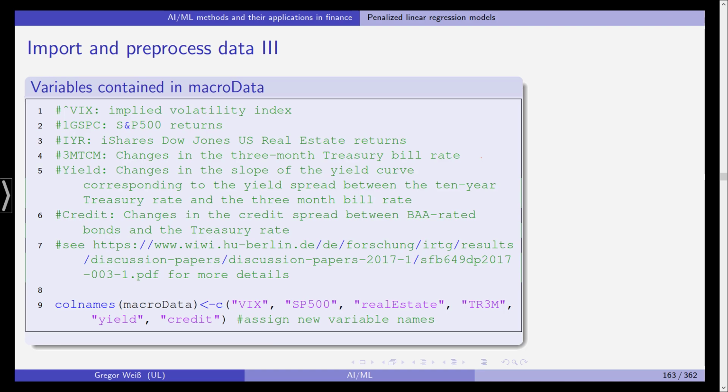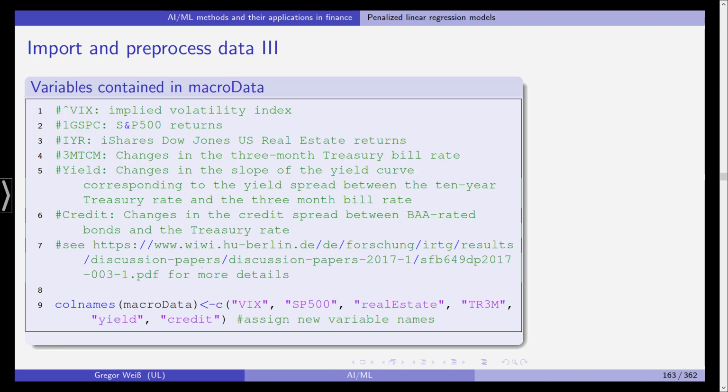practical. For example, head VIX, 1 GSPC, these are the S&P 500 returns, 3M TCM are the changes in the 3-month treasury bill rate, and we'll rename some of these variables. For example, instead of pound head VIX, we'll simply call it VIX. Instead of 1 GSPC, we'll call it SP500. So this is more intuitive than the previous names. And this is what we'll do in line 9.